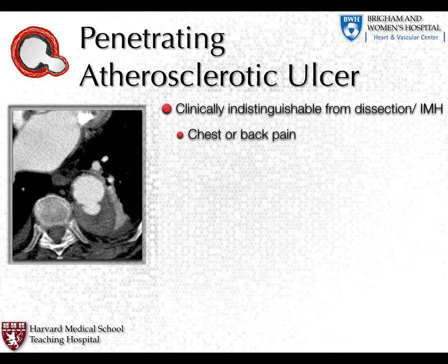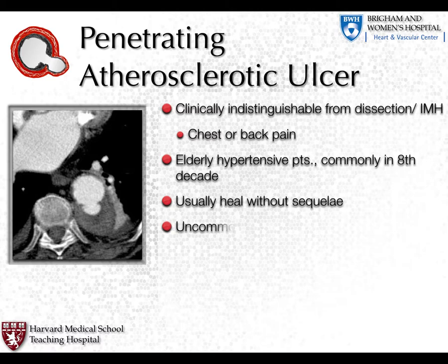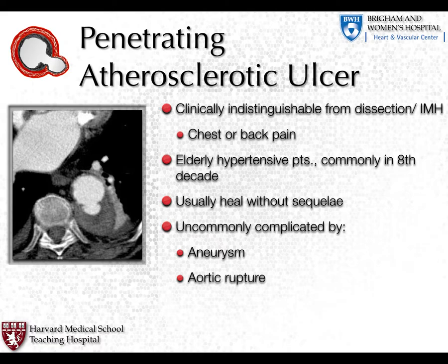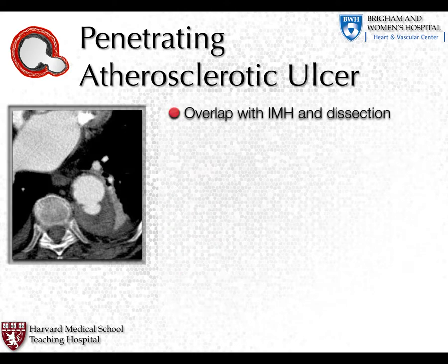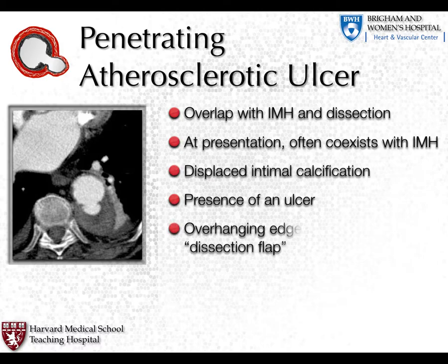Clinically indistinguishable in how they're going to present. Same patient population. These can heal without rupture, but they can rupture. They can be complicated by aneurysms. You can have any other aortic syndrome associated with them at the same time. We talked about the overlap with IMH and dissection. Basically, whenever you erode through the wall, it's fair game. You can turn into an aneurysm, a dissection, an IMH. We talked about the presence of having atherosclerotic disease at the time.